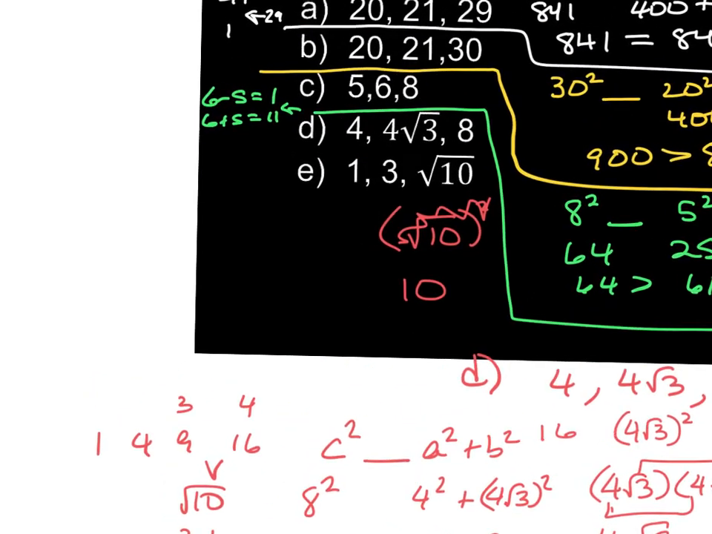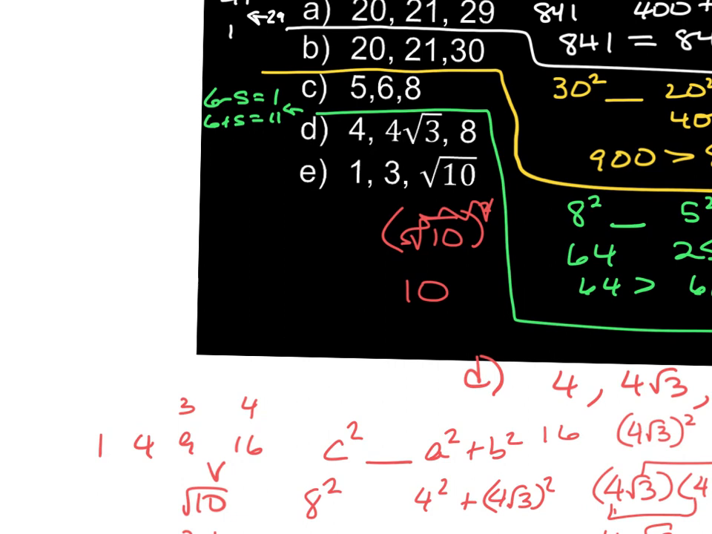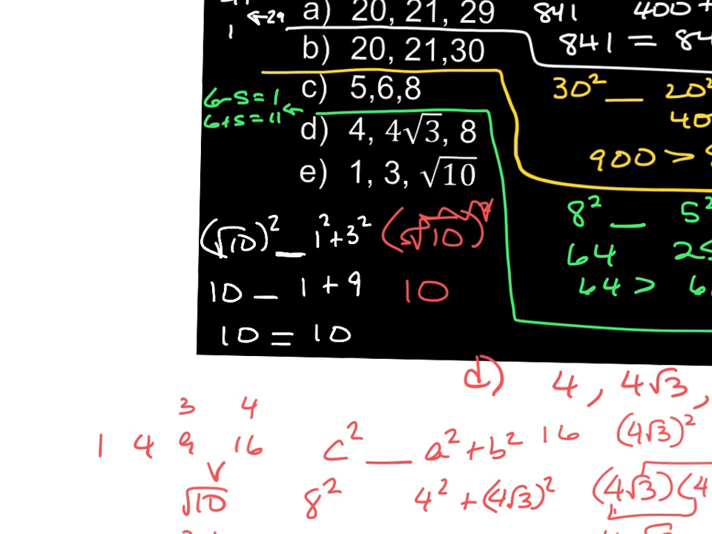So let's go ahead and let's just do this one. So I'm doing c squared, which is the 10. I don't know its relationship to the 1 squared plus 3 squared. So when I square the square root of 10, it comes out. 1 squared is 1, 3 squared is 9, 10 equals 10. This is a right triangle.